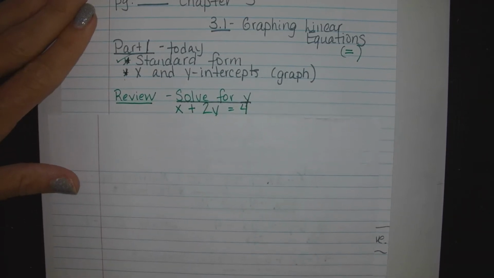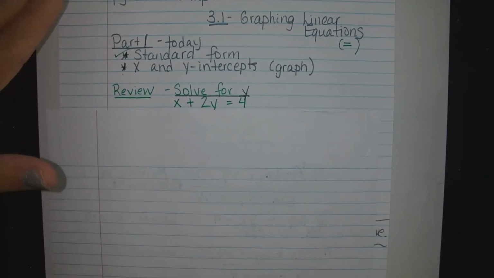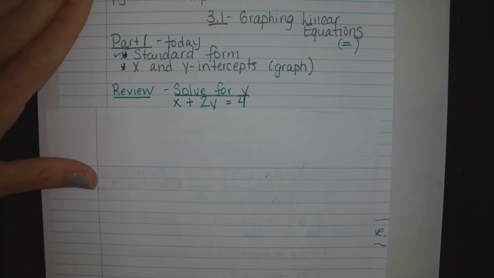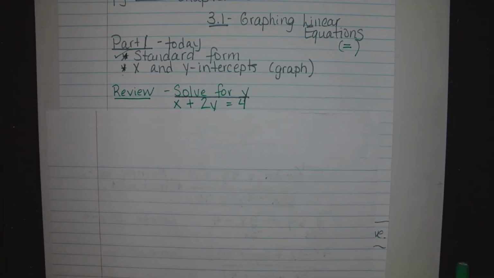So here is review. Literal equation. You have x plus 2y equals 4. I want you to do this now. This is a literal equation that you were quizzed on yesterday. My directions are to solve for y. Two steps. Isolate y.